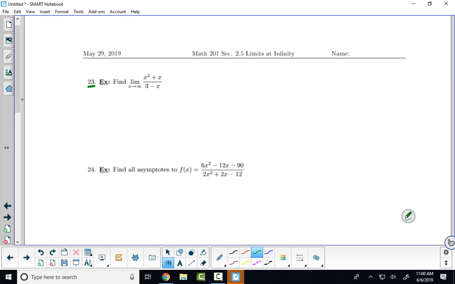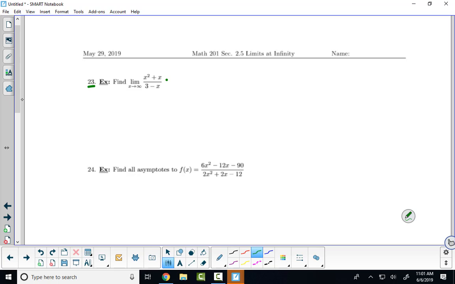But maybe you remember, hey, if the degree of the numerator is more than 1 above the degree of the denominator, 1 or more, then you're not going to have a horizontal asymptote. Maybe you remember that. If not, that's okay, because we've learned the better calculus technique for doing this anyway.